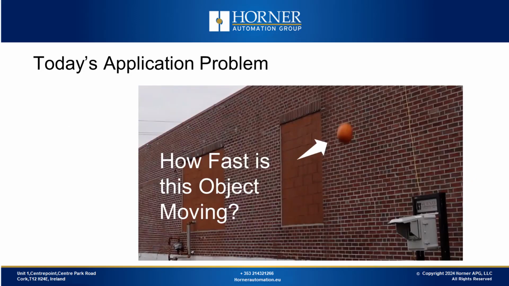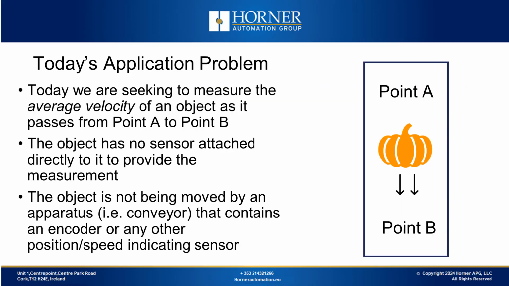In a previous demonstration, we measured the velocity of a pumpkin that was dropped from the roof of a building. In today's demonstration, we will measure the velocity of the pumpkin as it passed between point A and point B, where point A was the top of the roof and point B was the ground. As there was not a sensor attached directly to the pumpkin to measure this, we must get this measurement from photo eyes at the top of the roof and on the ground.